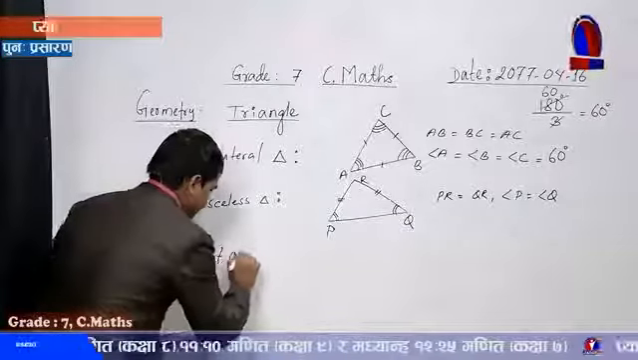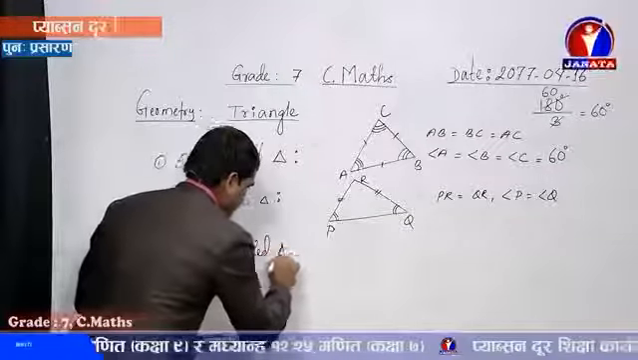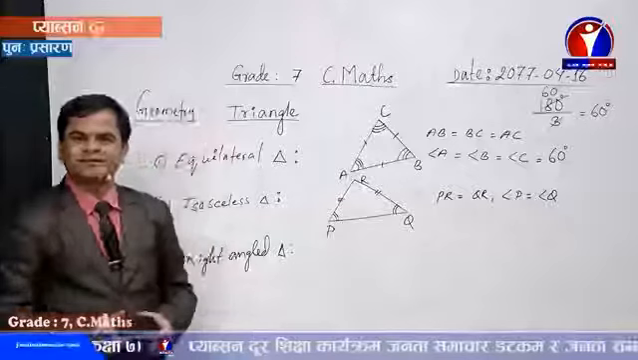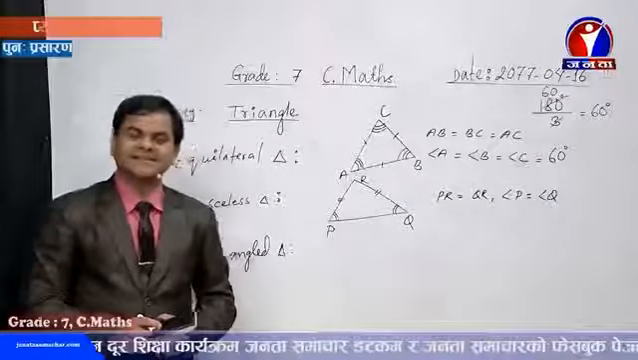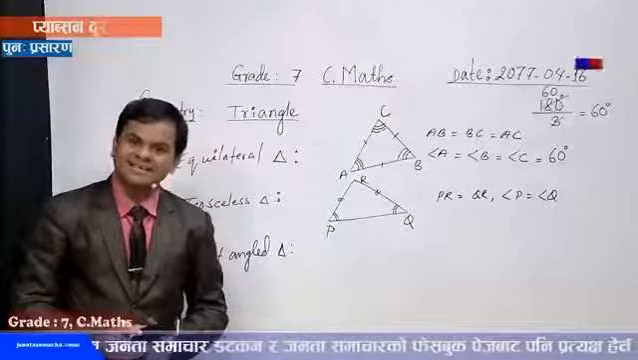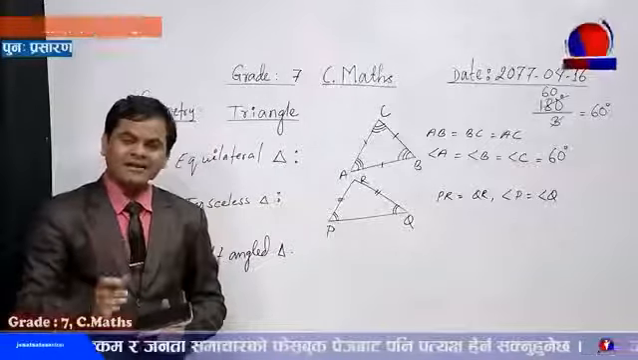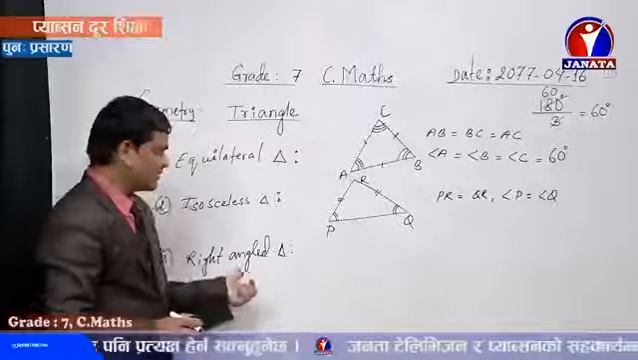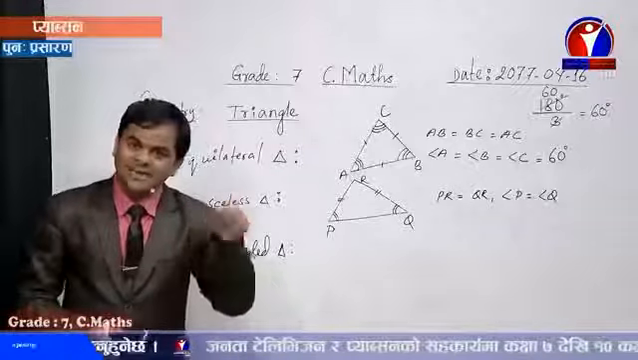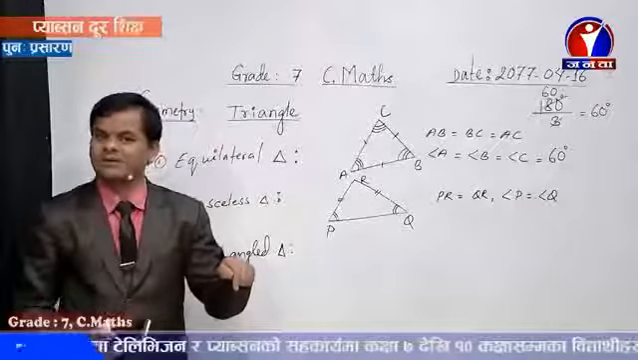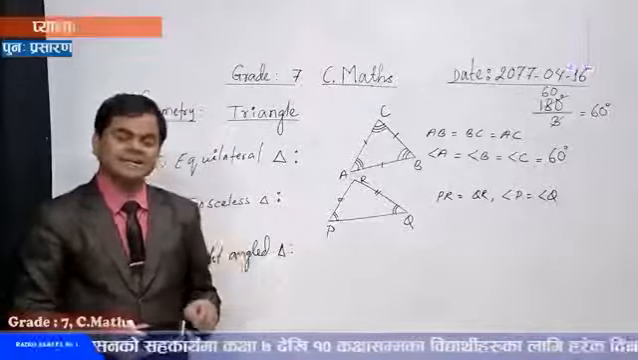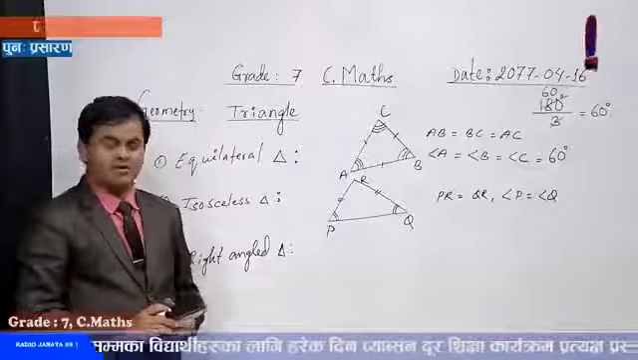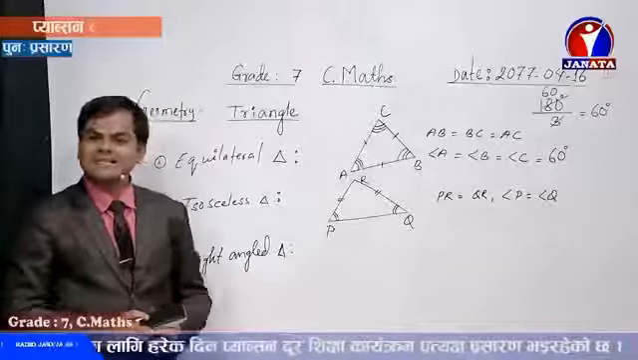Right angle triangle. Dear student, you know the right angle, isn't it? A right angle represents an angle having 90 degrees. An angle, if the measure of the angle is 90 degrees, that angle is known as a right angle. So a triangle in which, among those three angles, one angle is 90 degrees, that type of triangle is denoted as a right angle triangle.